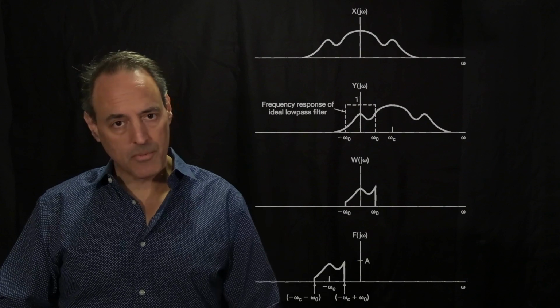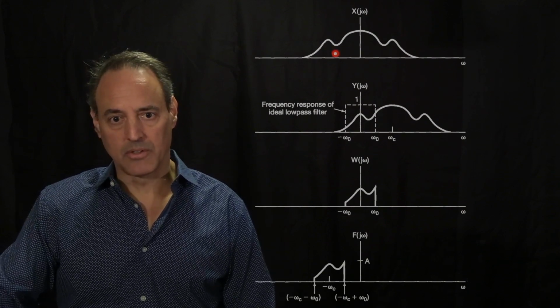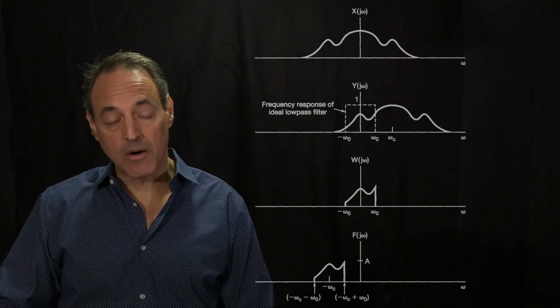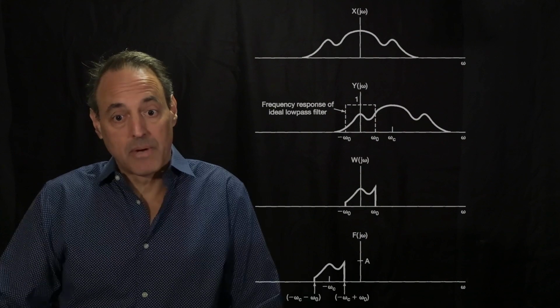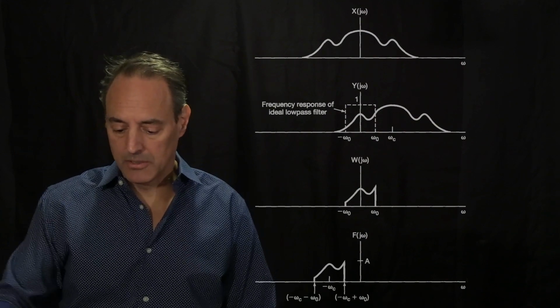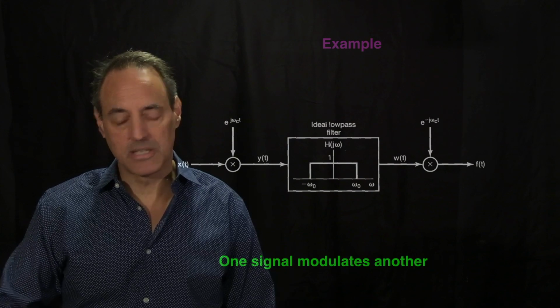So you come in with a signal, x, whose Fourier transform looks something like this. So this is what it represents. Now, what you do is you modulate it by multiplying it by that simple modulation here, which is this here. I'm going to now multiply by this signal.